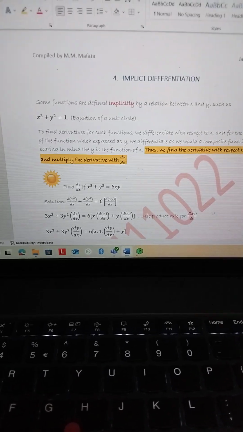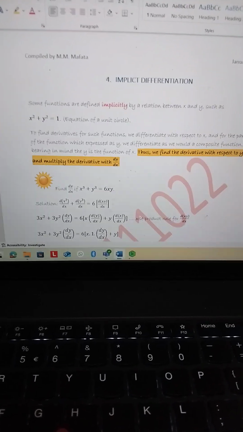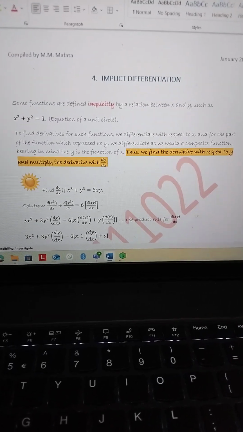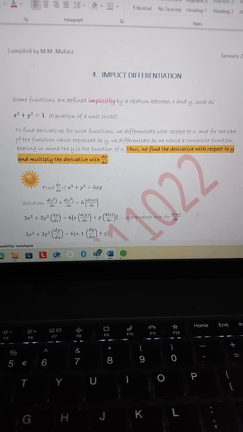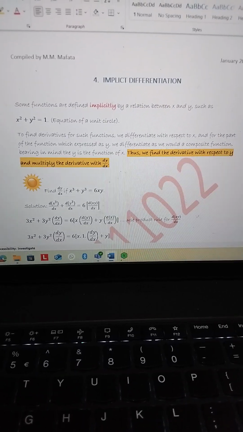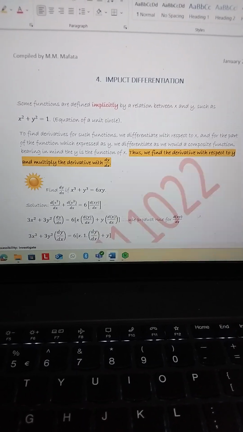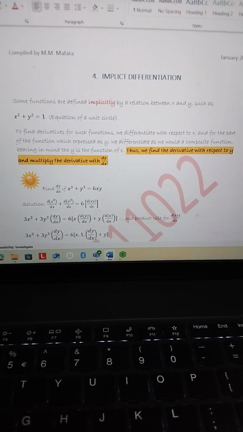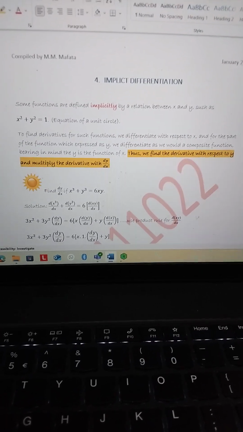Okay, morning guys, and today we are going to do implicit differentiation. Implicit differentiation is differentiation used to differentiate implicit functions such as circles and ellipses.